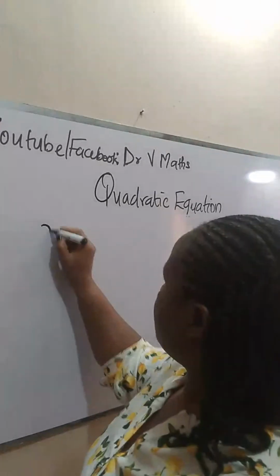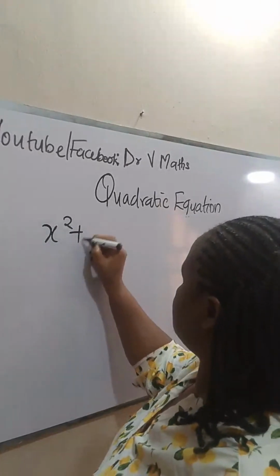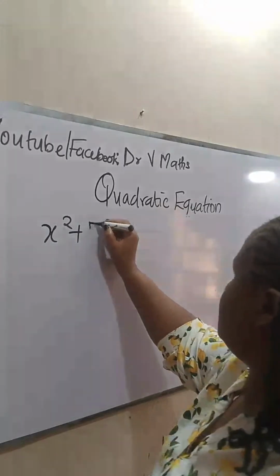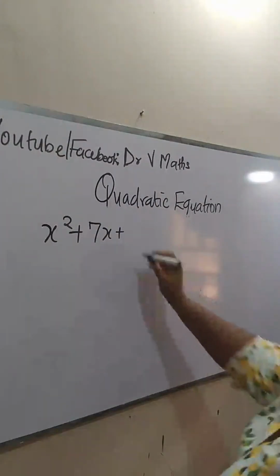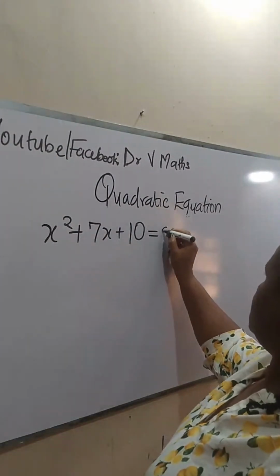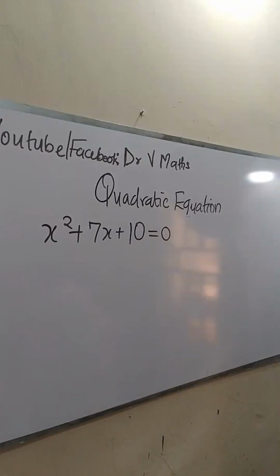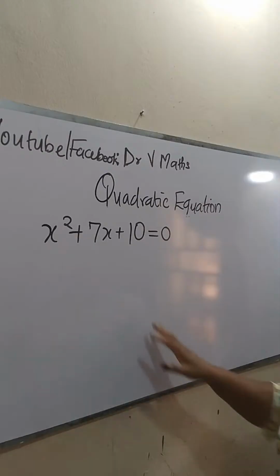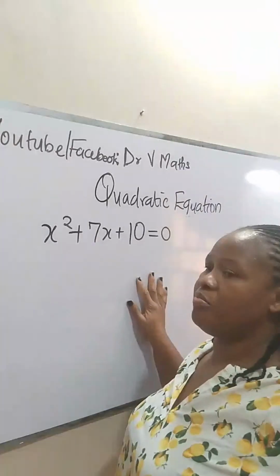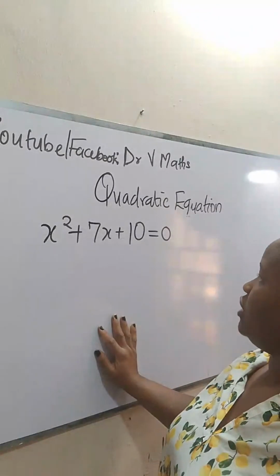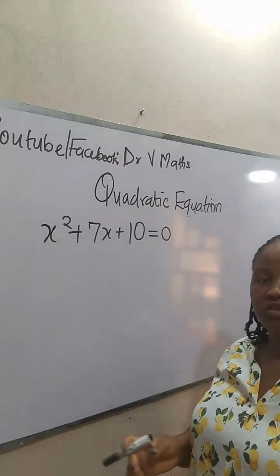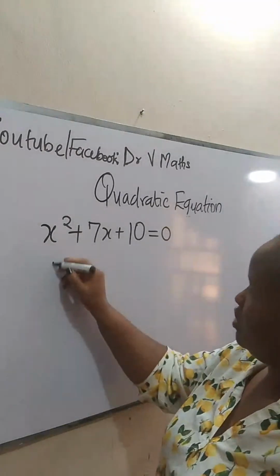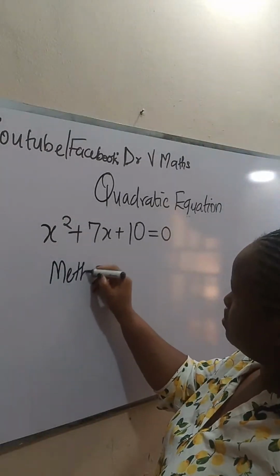So we are given x squared plus 7x plus 10 equal to 0. We want to solve this quadratic equation by the factorization method. Before then, I want us to know that we have 3 methods of solving a quadratic equation.